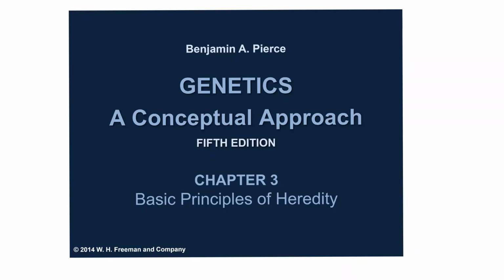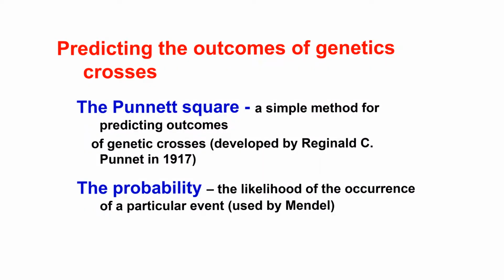How can you predict the outcomes of genetic crosses? There are two ways how we can predict the outcomes of genetic crosses. First simple method is Punnett square. Punnett square was developed by Reginald Punnett at the beginning of 20th century. What Mendel used for predicting results of his genetic crosses was the probability.